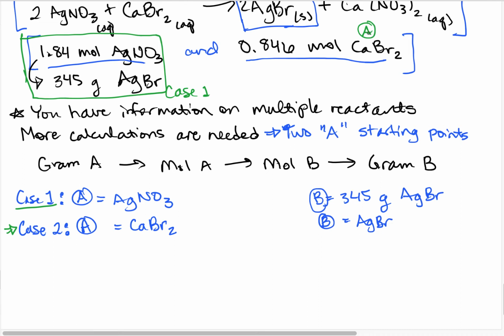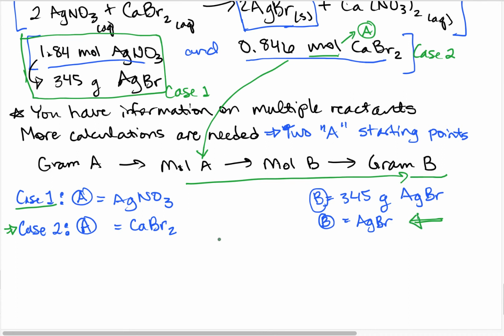So here's case 2. And here's your starting point A. You've got moles of A, so we're starting here. So I want you to pause the video and try going through your calculation all the way over here to grams of B, find out how much silver bromide you're going to get, and then I'll get back on and you'll unpause the video and we'll continue together and see what we get.